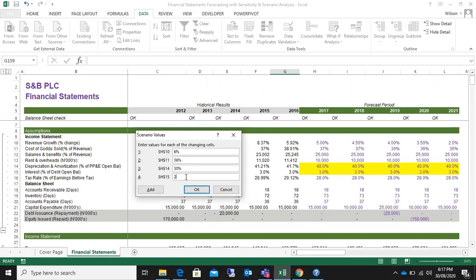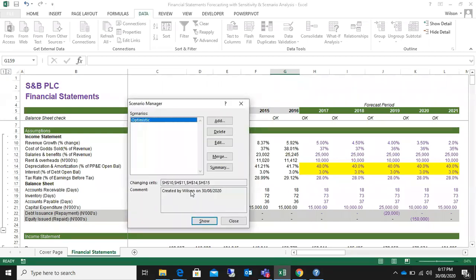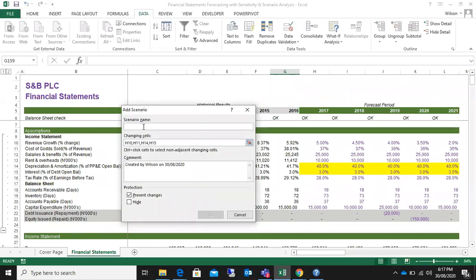So here we can say okay. Once we click OK, we have defined our optimistic case. The next thing you now do is say add again. Now add, you now go and define your pessimistic case.